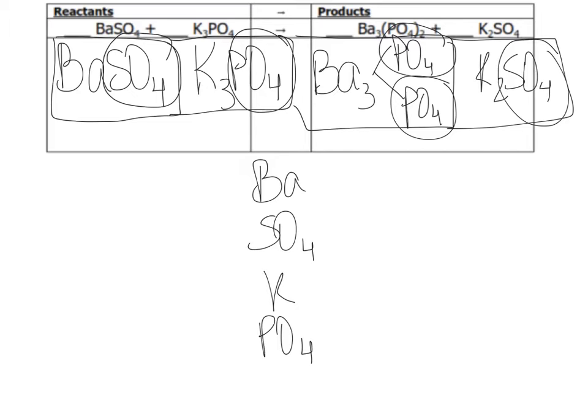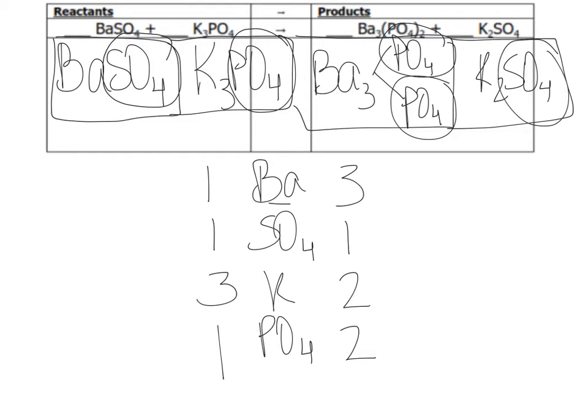On the reactants, I have 1 BA. Products, I have 3. On the reactants, I have 1 SO4, and the same on the products. K, I have 3. And on the product side, I have 2. PO4, reactant, I have 1. Products, I have 2. So I'll just go in order.